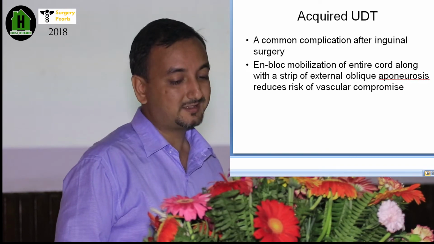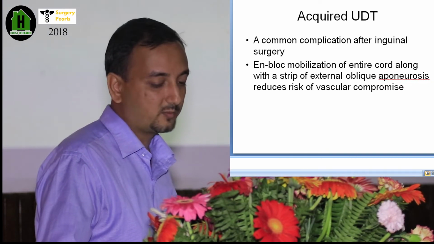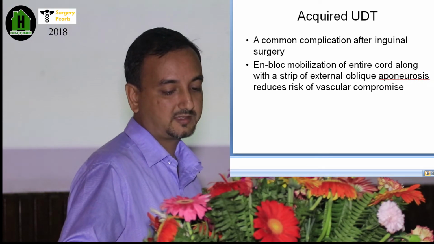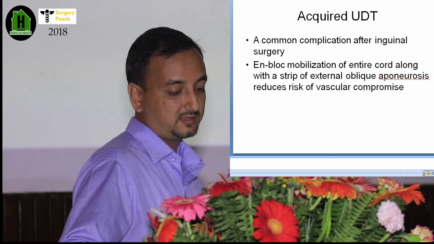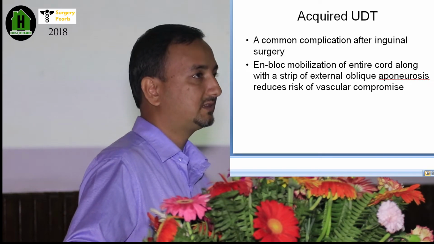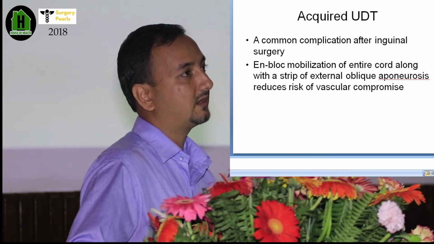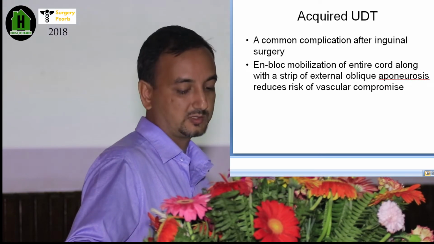So the other entity is an acquired undescended testis. It is a common complication after inguinal surgery, in which we do an en bloc mobilization of the entire cord with a strip of external oblique aponeurosis, because this is the place where it is most commonly adherent, and we don't want to dissect it off that because the vascular compromise will be there. So to reduce that, we dissect the external oblique along with it and then put it into the scrotum.